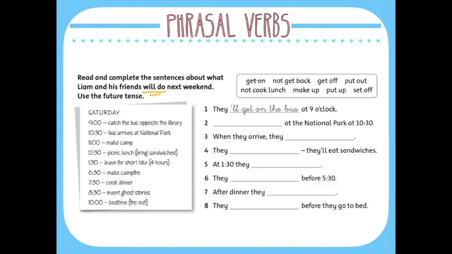So his friends will do the next weekend and use the future tense. So for example, number one, they'll get on the bus at 9 o'clock. If you can see, there is the timetable of the Saturday, and the first is about number one.